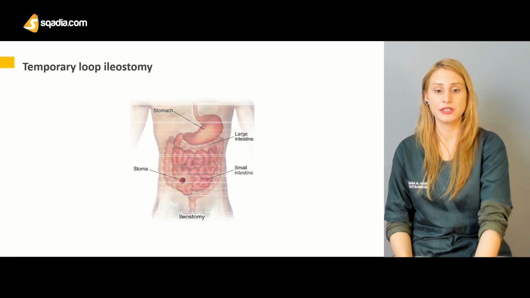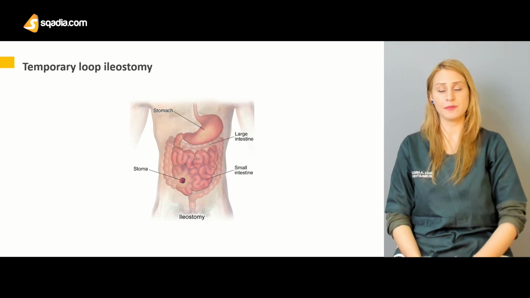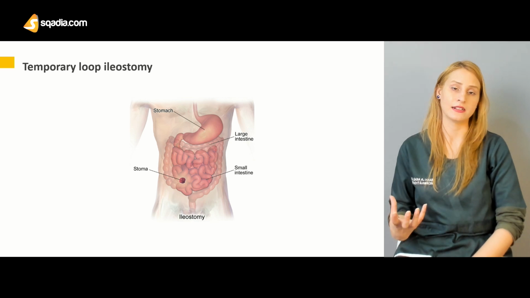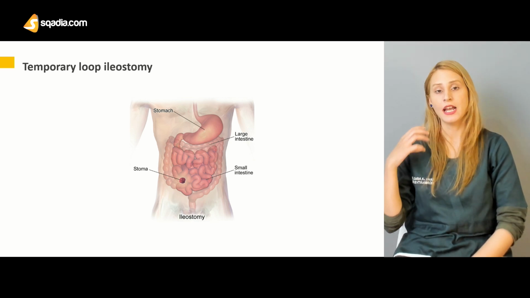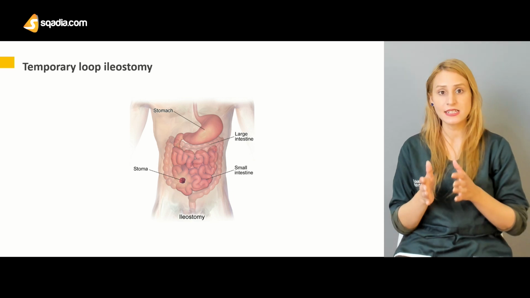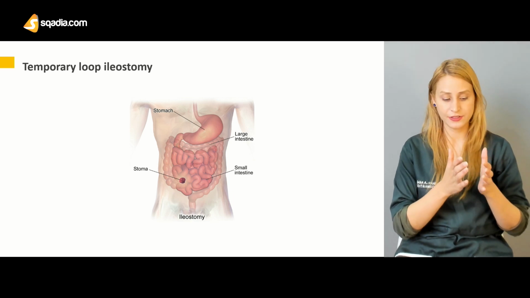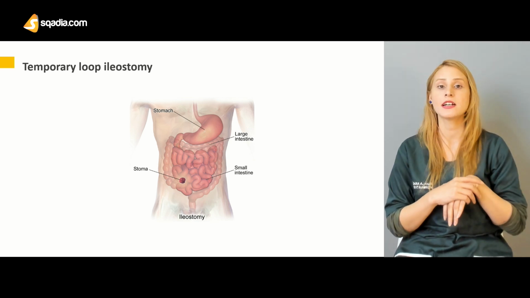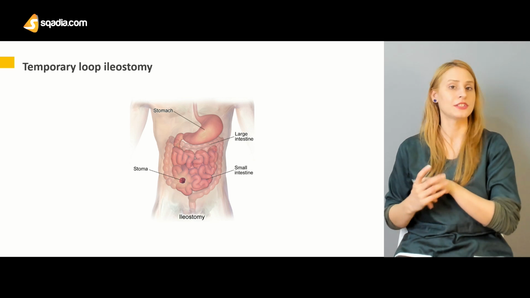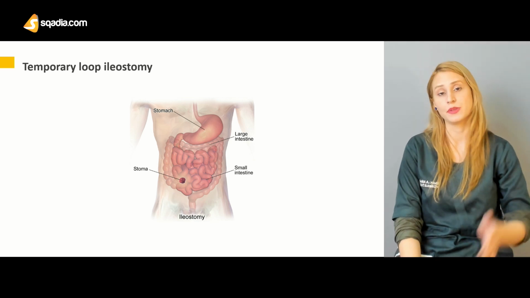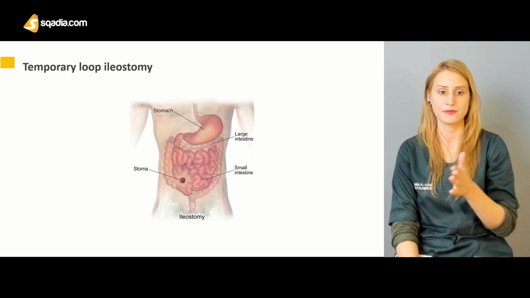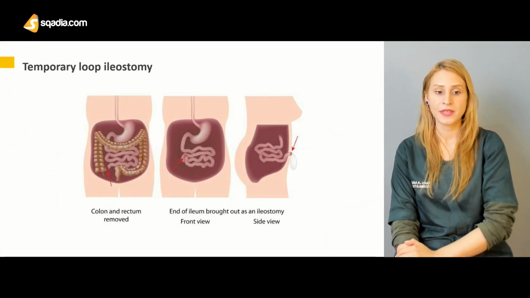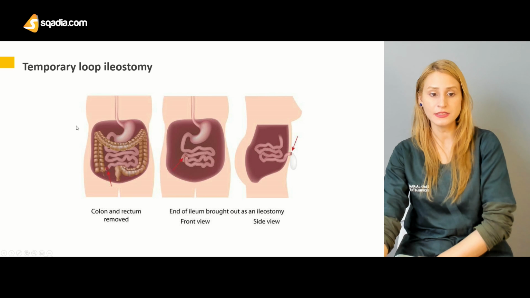Another is a temporary loop ileostomy. It's the same thing. You're bringing the ileum out, exteriorized. You resect the segment, divide the ileum and separate it from the cecum, and remove the rest of the colon. You do the colectomy, and you make a temporary loop ileostomy, and then later on you can do the anastomosis. So this is the colon. Most of the colon and the rectum is removed, and the ileum is brought out as an ileostomy.